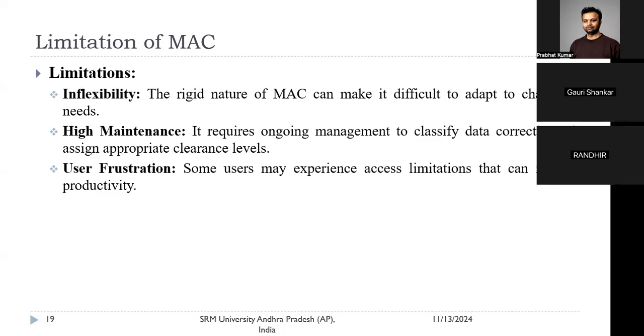Then again, user frustration. Today you are accessing, tomorrow your access permission is denied, then you will not be able to access. This is a kind of user frustration. If you have been removed from that label, you will not be able to access that information. So this is also one kind of limitation of mandatory access control.